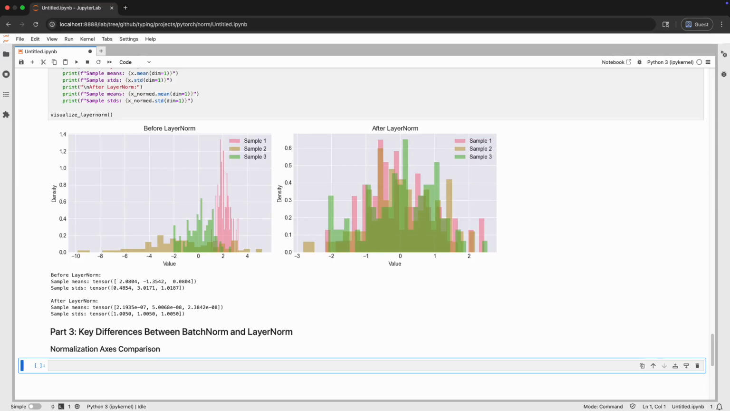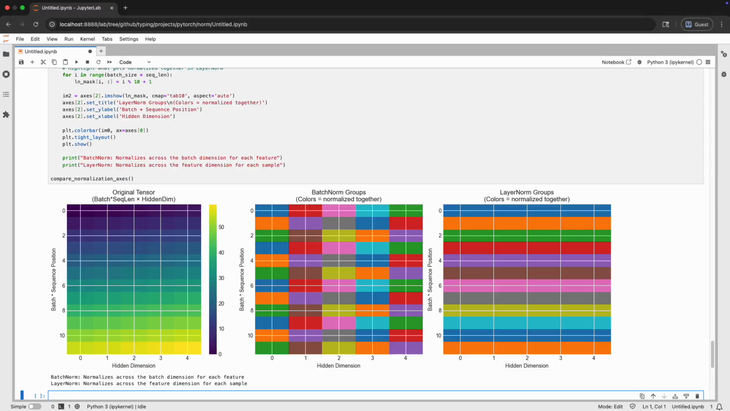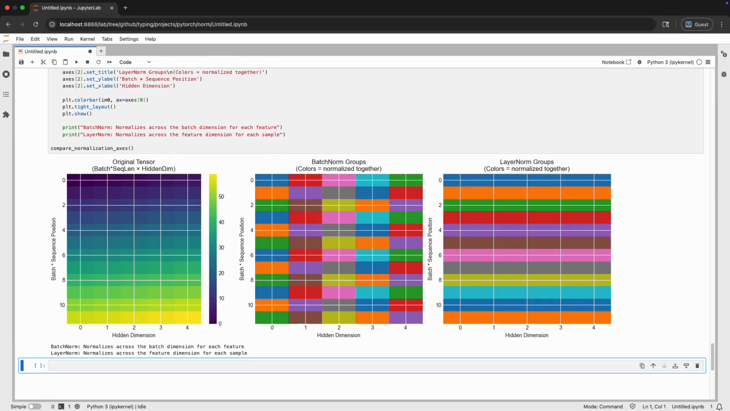I'm creating a visualization to show exactly what gets normalized together in BatchNorm versus LayerNorm. The colored groups represent elements that are normalized together. This visualization clearly shows the fundamental difference. Look at the image with 3 panels.